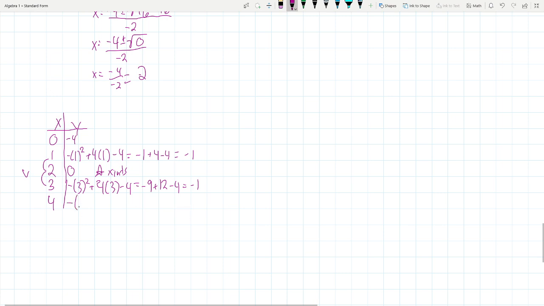Now I do 4. Negative 4 squared plus 4 times 4 minus 4. Lots of 4's in that problem. Hopefully the answer is negative 4. Go figure. So 4 squared is 16. Put a negative on it. You got negative 16. 4 times 4 is positive 16 minus 4. And so we get negative 4.